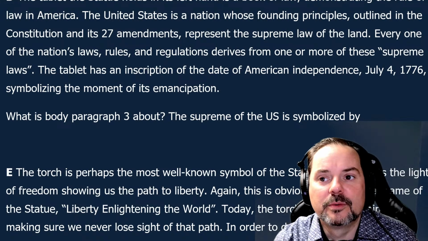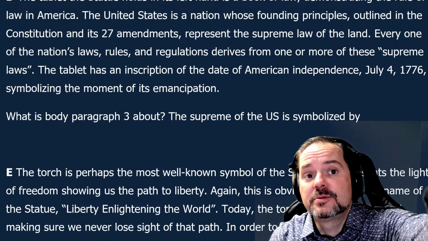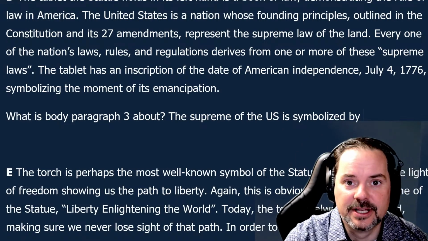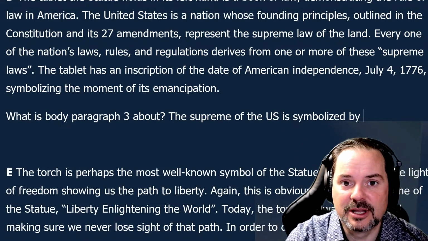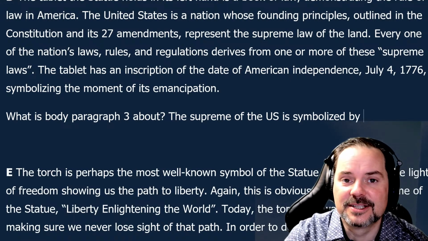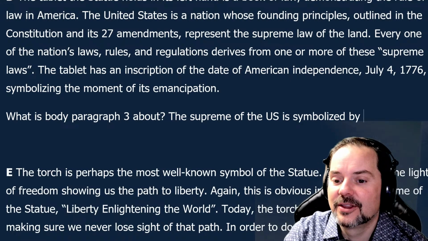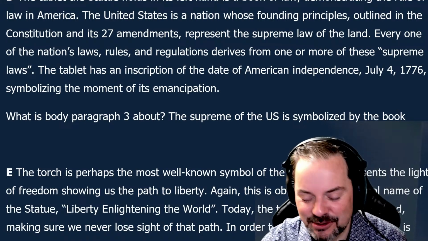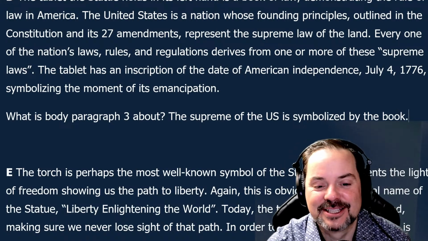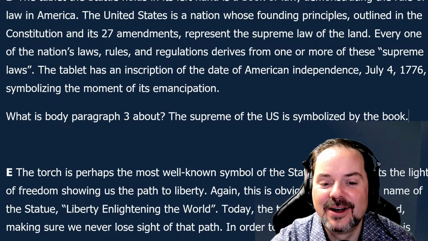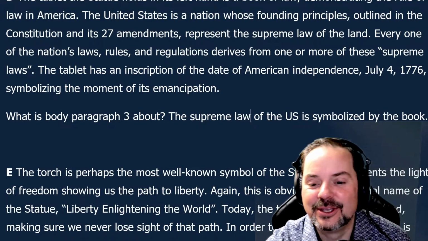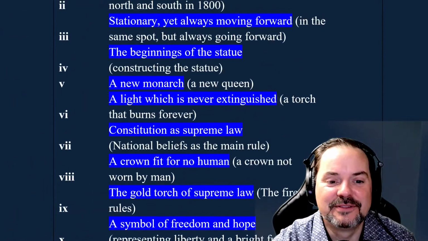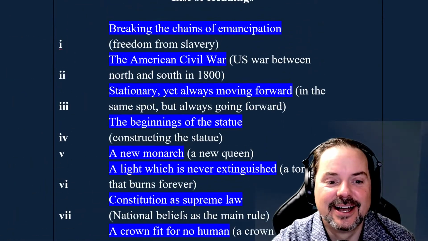Okay, but remember, we're reading about the Statue of Liberty, right? Always remember, students, the topic: symbolisms and the Statue of Liberty. So the supreme law of the United States is symbolized by the book. Yes, by the book that the statue is holding. Simple thoughts, Fuang. Simple thoughts, okay? The supreme law of the U.S. is symbolized by the book. Okay, which one of these matches closest to that?